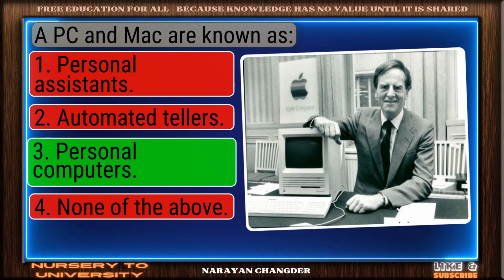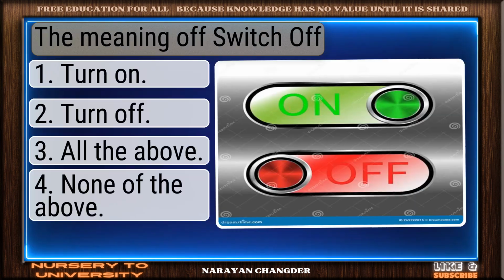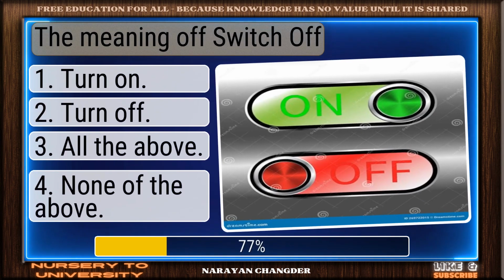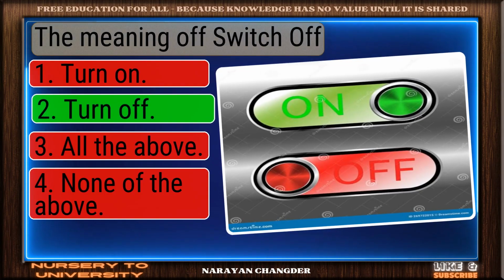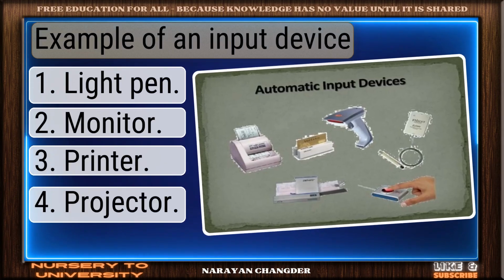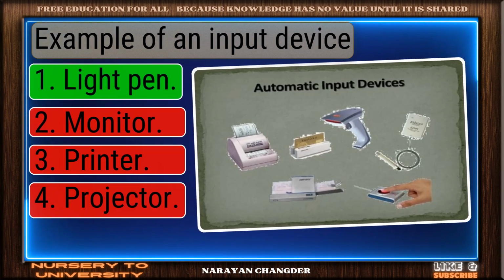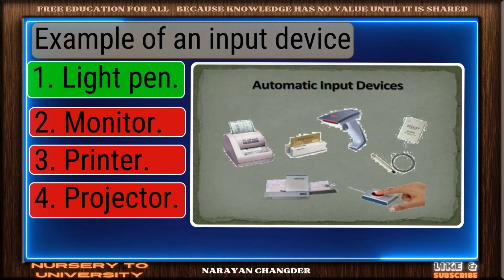Correct. Personal computers is spot on. The meaning of switch off? Perfect. Turn off is the one. Example of an input device. Solid response. Light pen is valid.